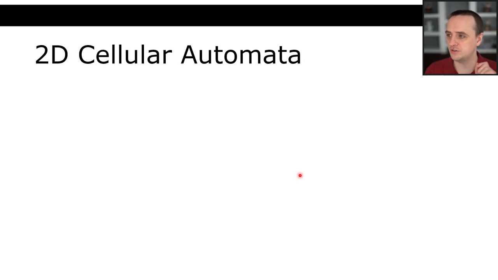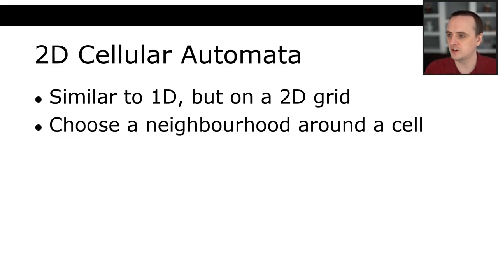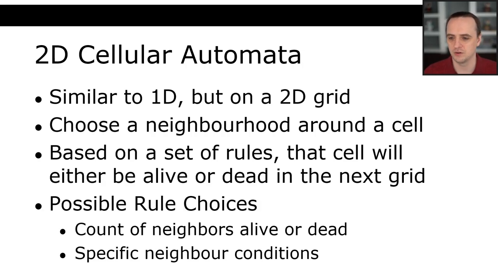What about 2D cellular automata? Well, they're similar to 1D, but they're on a 2D grid. And instead of just looking at the things to the left and the right, we're going to choose some neighborhood around the cell to apply the rule to. So based on a set of rules, that cell will either be alive or dead in the next grid.